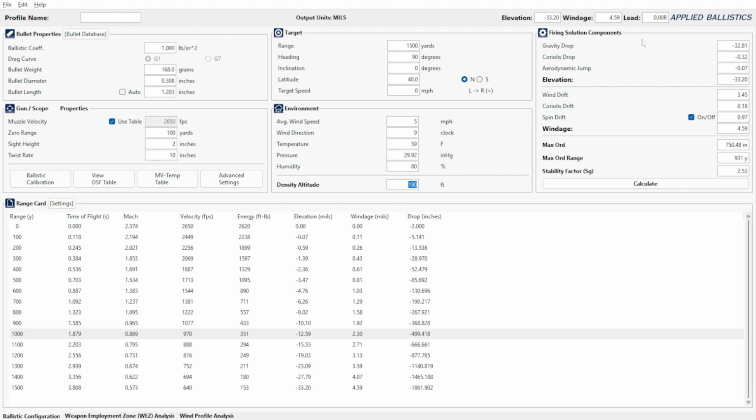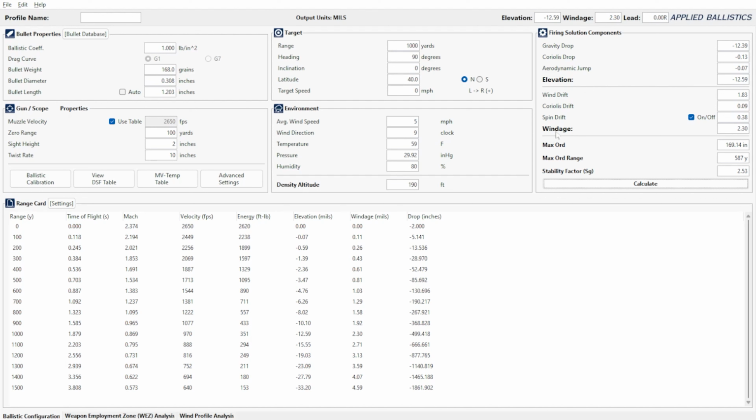Now we have our outputs on this table here. So it breaks down our elevation outputs into gravity drop, Coriolis drop, and aerodynamic jump. And then it gives us our elevation there. And that's giving us our elevation based on here, range to target. We've input 1,500 yards. But if we were to, let's keep it all at 1,000. So we're pretty simple on everything. Then we're back to this 12.59 figure here.